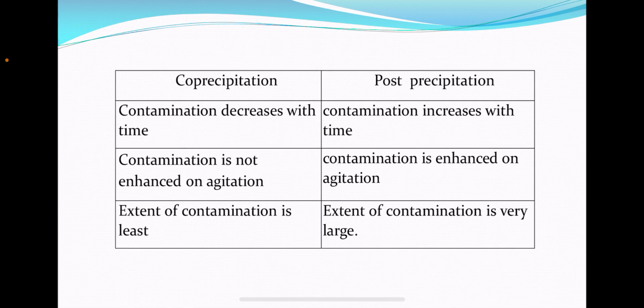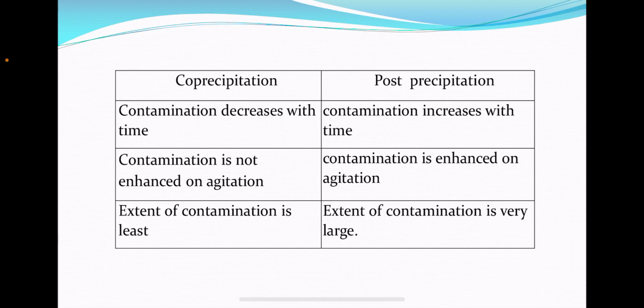So in order to prevent post precipitation, acidity must be regulated carefully, and the ions which are likely to be post precipitated should be protected by complex ion formation or masking technique. Okay, so you need not worry about what is meant by masking technique. All those things you will study in the next classes.